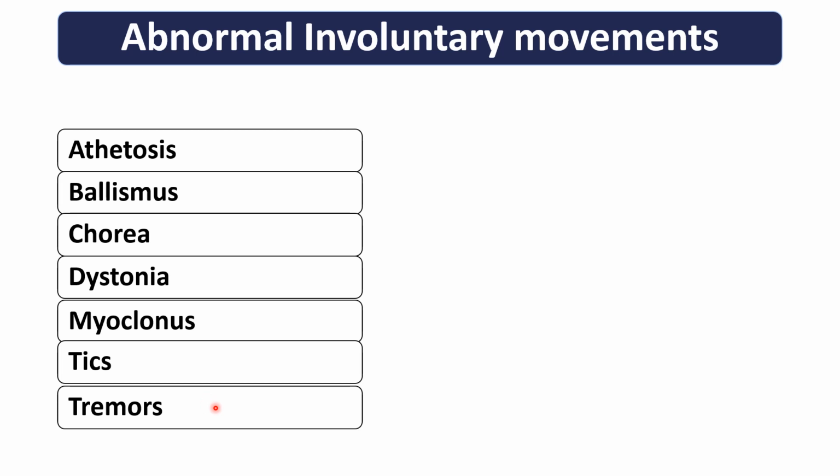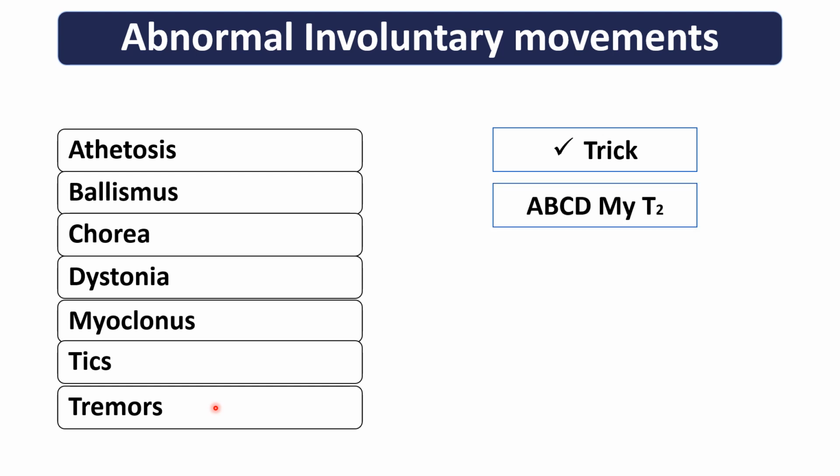So to remember all these movements, there is a trick: A, B, C, D, M, T2. So A for athetosis, B for ballismus, C for chorea, D for dystonia, M for myoclonus and T2 for tics and tremors.